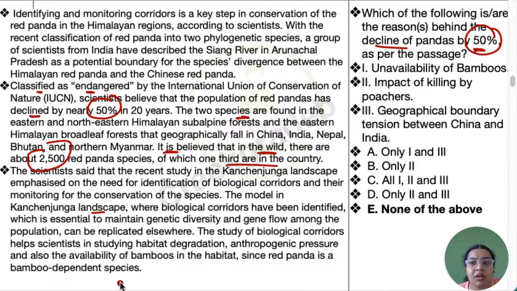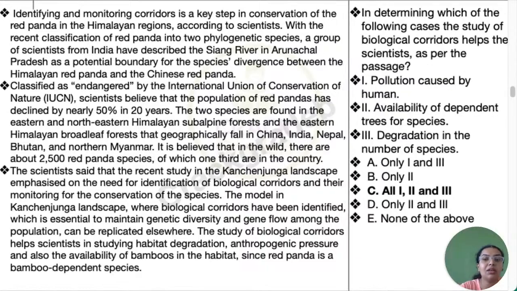So there is nowhere any reason mentioned. So none of the above you can confidently mark. If there was any reason then we could have mentioned it. It is not there, so where will you mark it from? Simply the answer becomes none of the above. The third one.